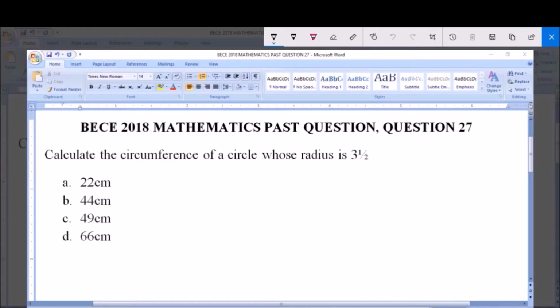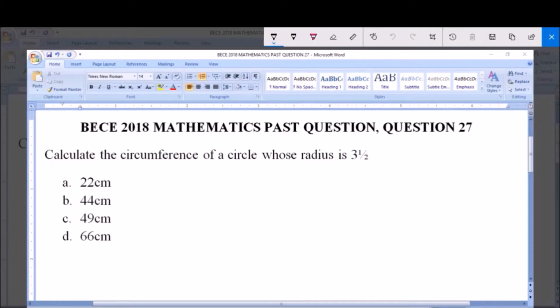Hello, good day, and welcome. Today we're going to be dealing with BECE 2018 Mathematics Past Question, question 27. Calculate the circumference of a circle whose radius is 3.5. A. 22 centimeter, B. 44 centimeter, C. 49 centimeter, and D. 66 centimeter.